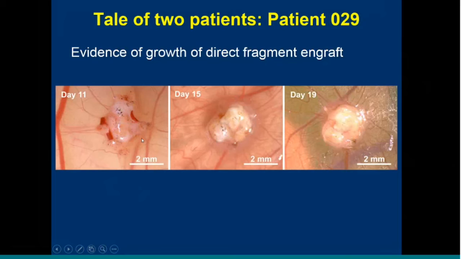It's engrafted well. 4 days later, on day 15, you can see the morphology of the tumor has changed. There's evidence of growth. There is also evidence of vasculature poking into and in around the tumor. And then day 19, this is 1 day after we imaged it, the tumor appears much, much larger than it did on day 11. And the overall morphology has changed too. It's much more of a spheroid in this case.